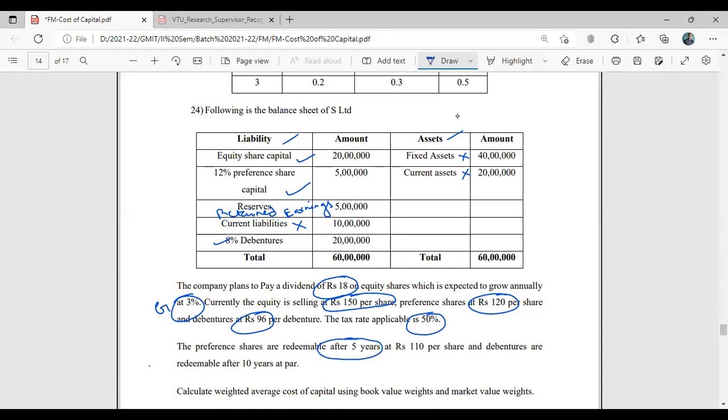But as of now, the preference share, at what rate is it available? The preference share in the question. This is important. It is not mentioned, sir. Look here: preference shares at 120 per share, they have said. But when they are redeemable after 5 years, it will be available at what rate? 110. So what happened there?